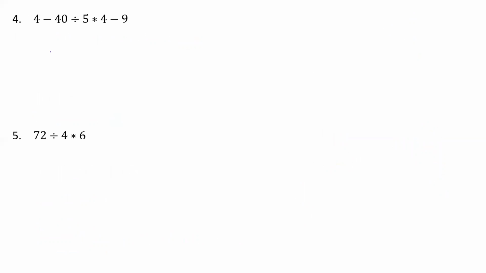Very similar. Again, working from left to right, we have negative, divide, times, negative. So we have to do that first. Well, 40 divided by 5. Well, 5 times 8 is 40. When we subtract that, that's 0. So then we have 4 minus 8 times 4 minus 9. So now we have to take 8 times 4. Well, 8 times 4 is 32. So we have 4 minus 32 minus 9.